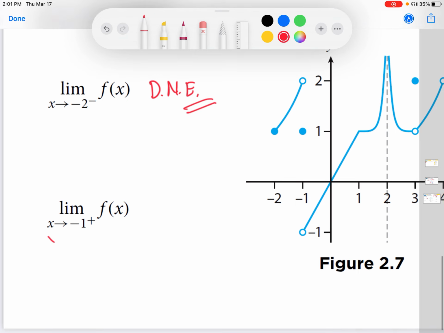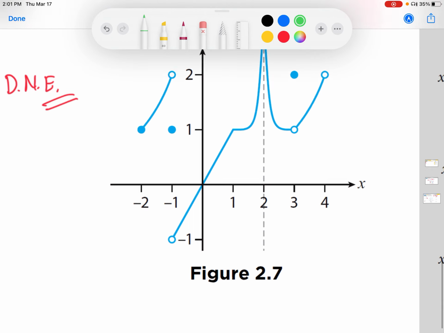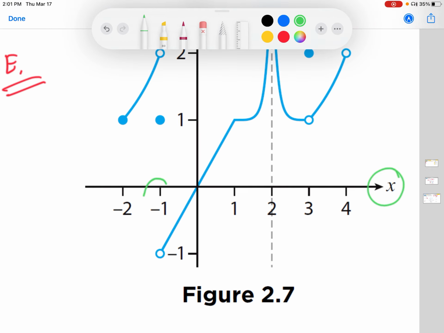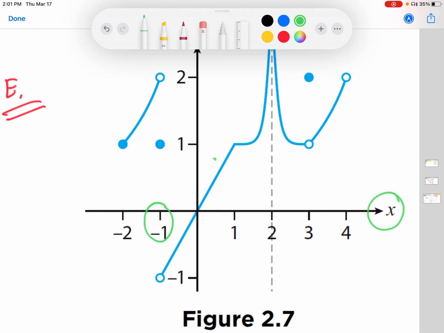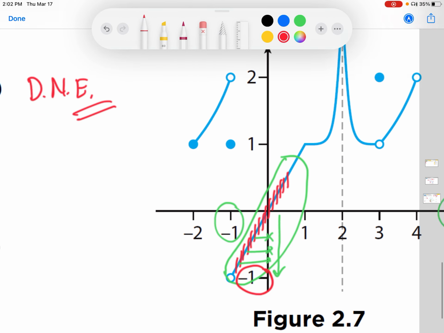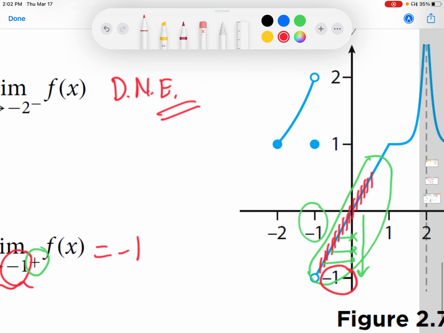All right, how about -1? x equals -1, and I'm going to approach from the right. So I'm going to find -1 on the x-axis. Here it is. And I'm approaching from the right, so I only care about the portion of the graph that's to the right of -1. I'm going to do the same dance as before. I'll start a little bit to the right of -1, start approaching, and track what the y values are getting close to. The y values seem to be decreasing toward -1. So that is my limit. This limit is equal to -1.